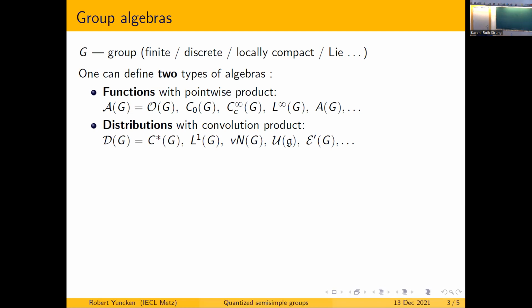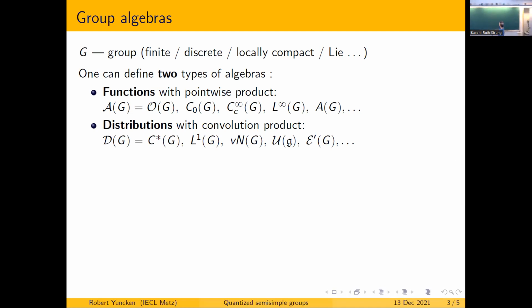Maybe it's a topological group, maybe it's a Lie group, maybe it's an algebraic group. I don't really care for the moment. It's just philosophy. And the point is that with a group, you can make 2 types of algebras. The first are functions on your group with pointwise multiplication. So this is just seeing the group as a topological space, if you like.